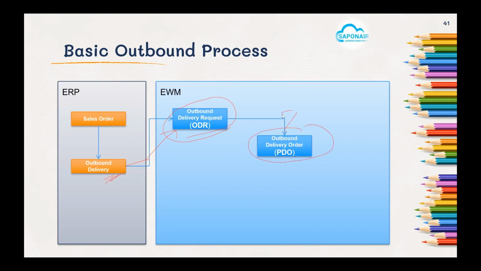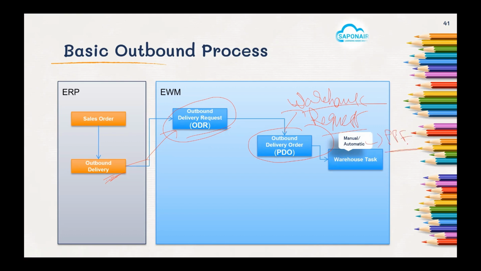So this is where we plan our warehouse activities. And it has other names. What do we call that? Warehouse request, yeah. Then, followed by that, you create a warehouse task, and it can be automatic or manual. Manual is as you do it manually. Automatic is basically by what? Program, PPFs, post processing frameworks. Okay.